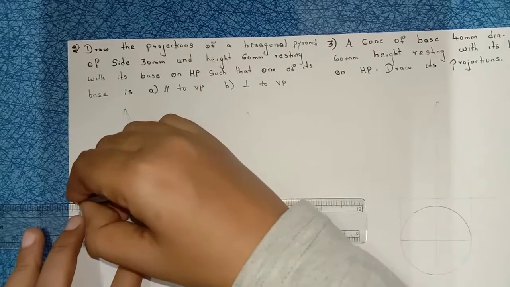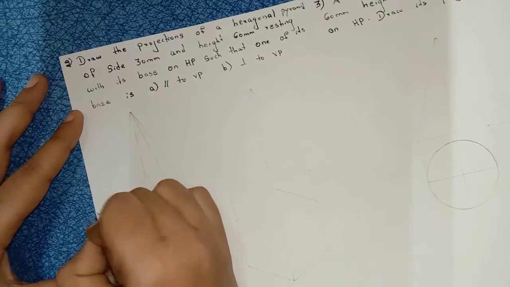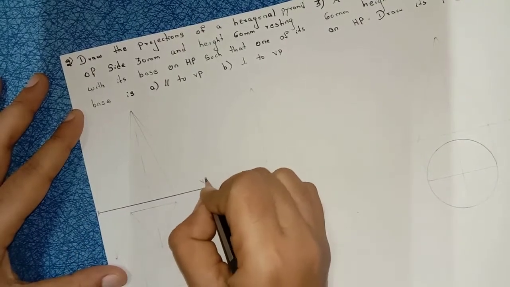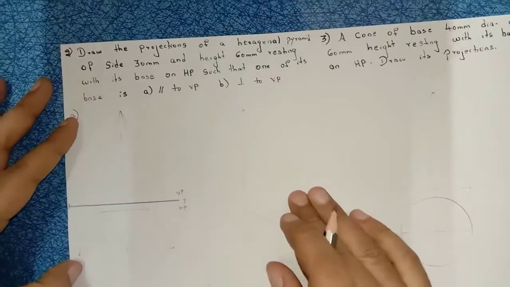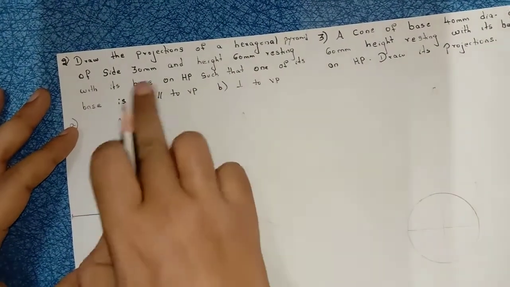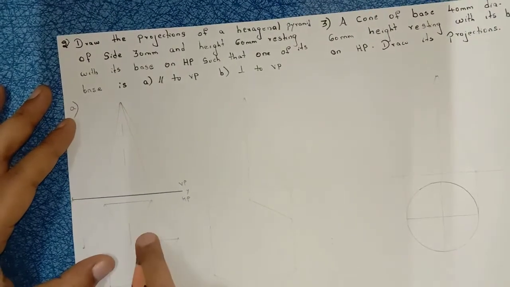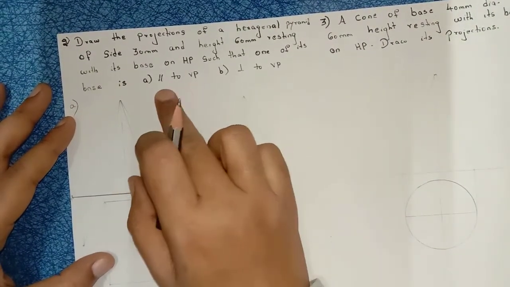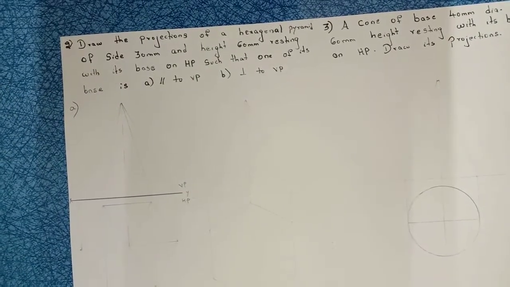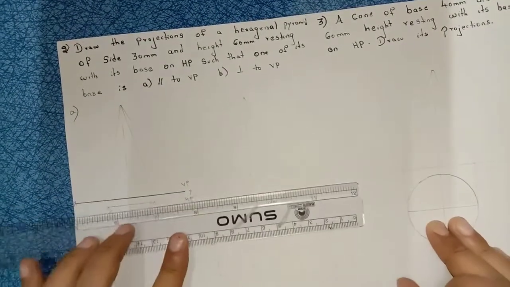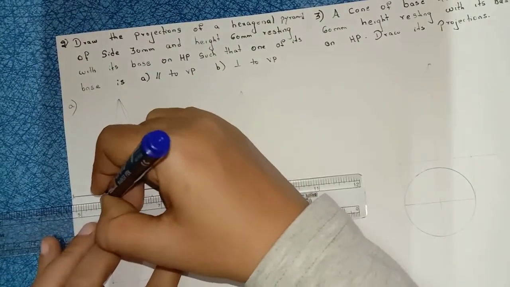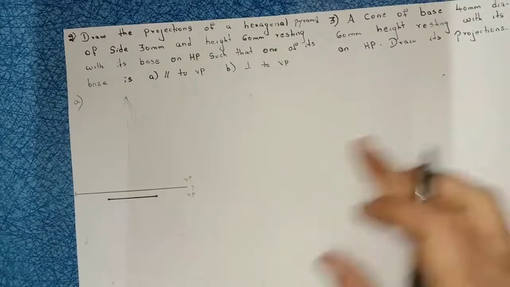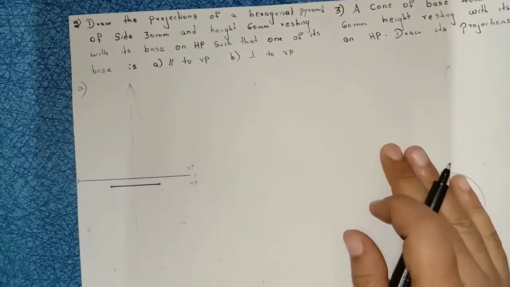First, draw a reference line of any length. Name it as XY, vertical plane and horizontal plane. So I am constructing the top view. You have to construct the hexagon on HP here. The condition is one of the base edges is parallel to VP. So from the reference line I will leave a 5 mm gap because they didn't mention any distance here. Length of the hexagon side is here 30 mm. I am starting like this. Base is parallel to VP.